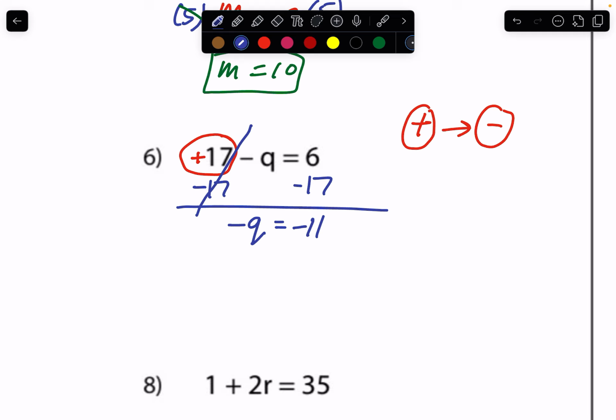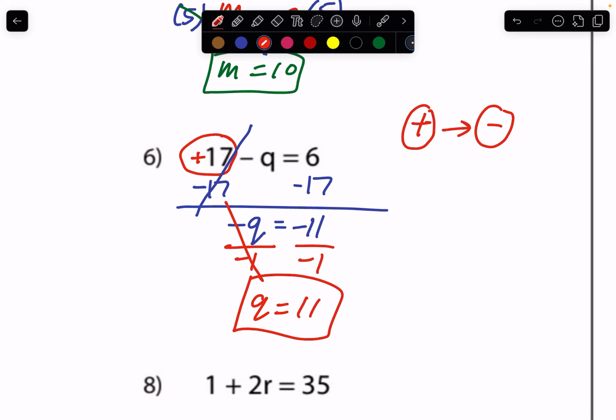Now, when I divide, I can't just leave my answer like that because q is not by itself. I have a negative number here, so the inverse of that is to divide by negative 1, because I essentially have a negative 1 times q. So I divide and cancel out, and q equals 11, because a negative divided by a negative is positive.